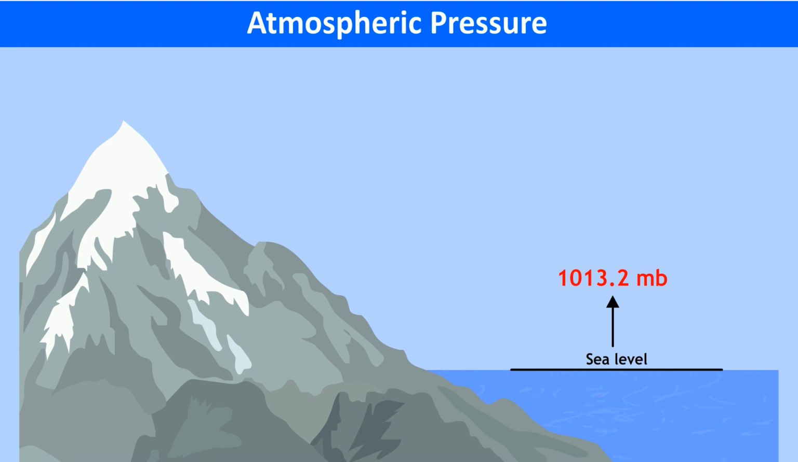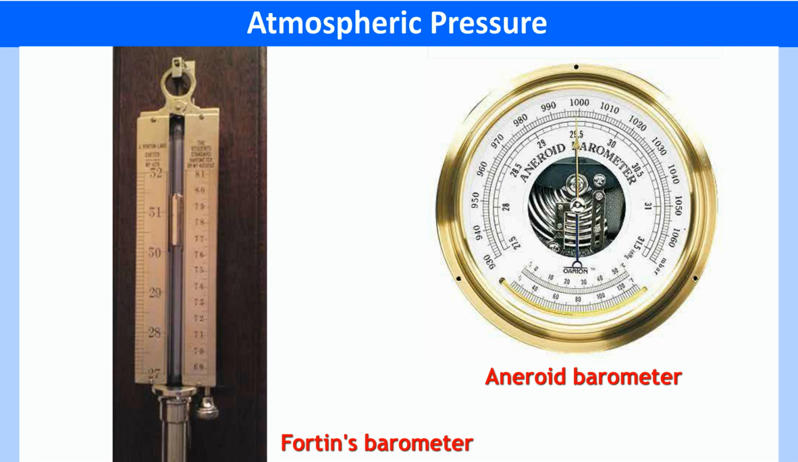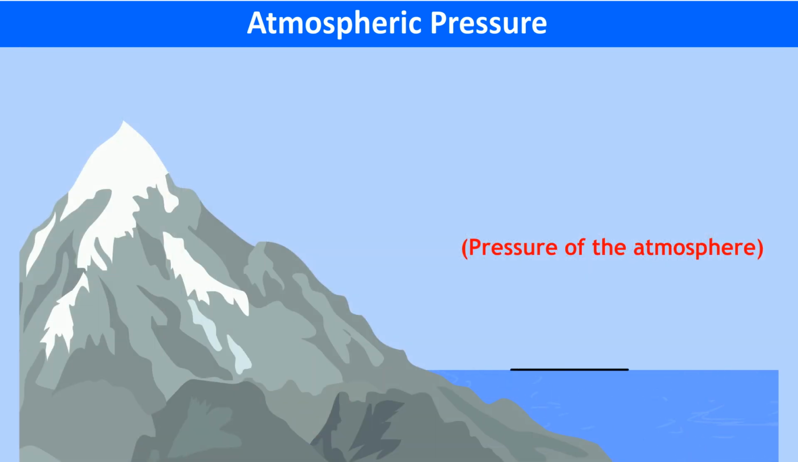1013.2 MB, while the Fortin's barometer and a barograph is used in meteorological observatories. An aneroid barometer is used by mountain climbers and pilots to measure the air pressure at various heights. The pressure of the atmosphere is maximum at the sea level and decreases with an increase in altitude.